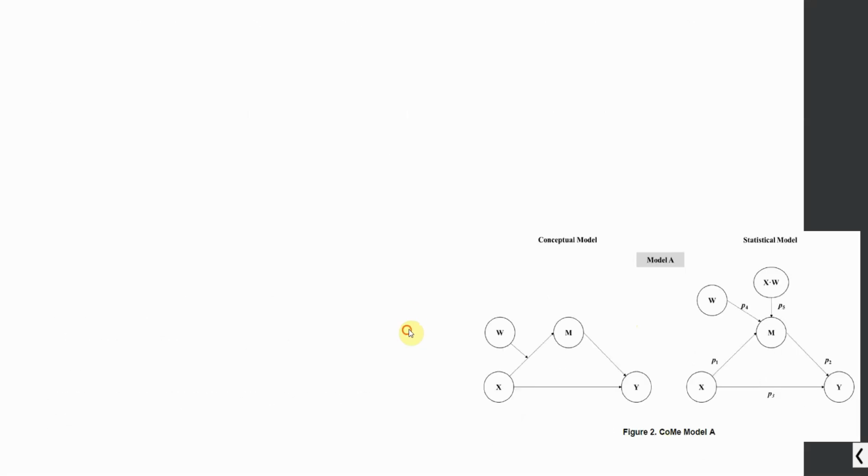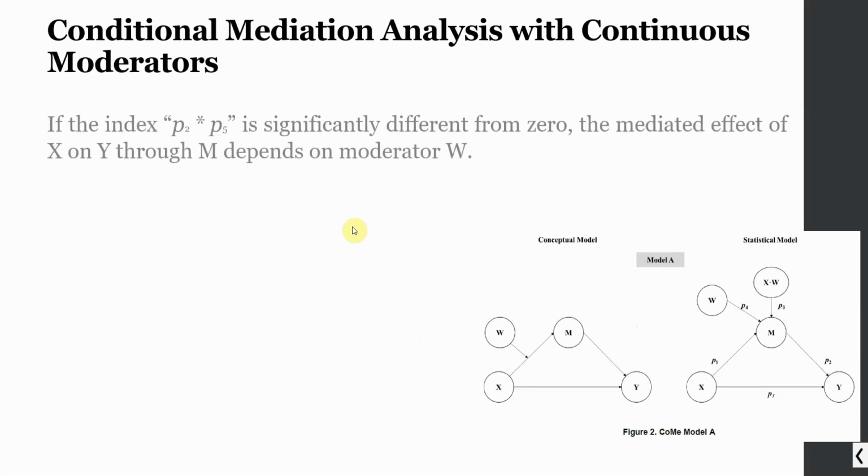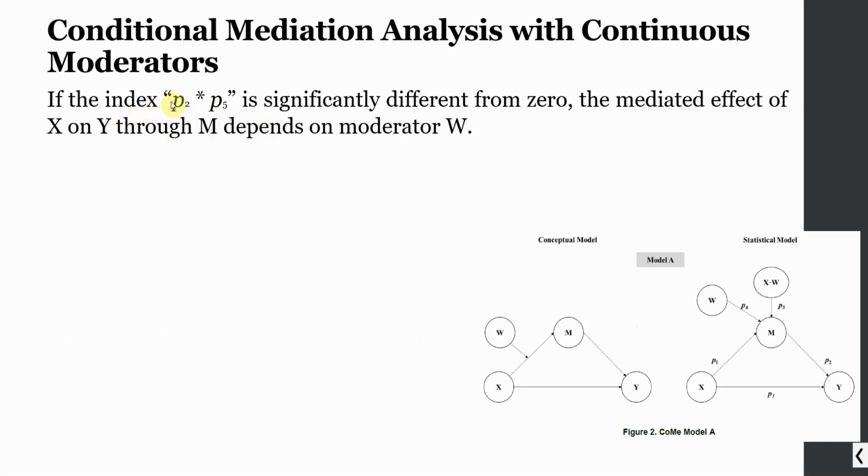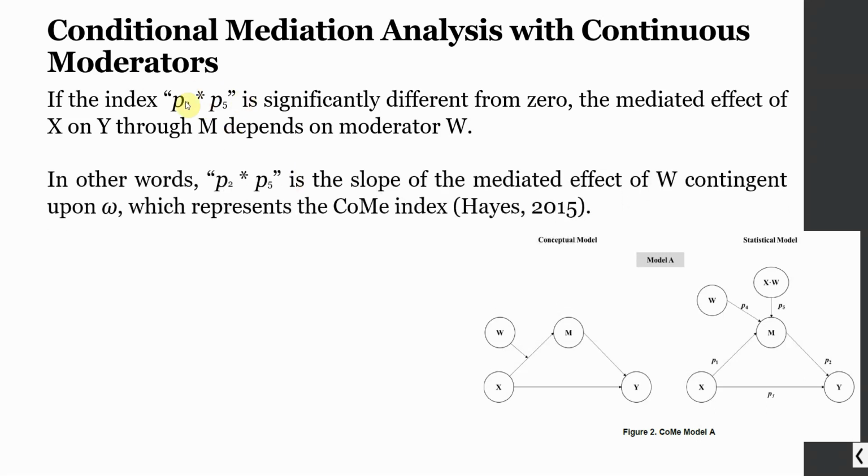So we are not going to discuss this anymore, and we are going to go on to the formula. So index of moderated mediation in this case is already provided. For this type of model, it's already provided by SmartPLS 4. For other types of model, you will have to calculate the index of moderated mediation, and that's very easy. You just have to multiply the paths. That's it. In this case, it's P2, P5.